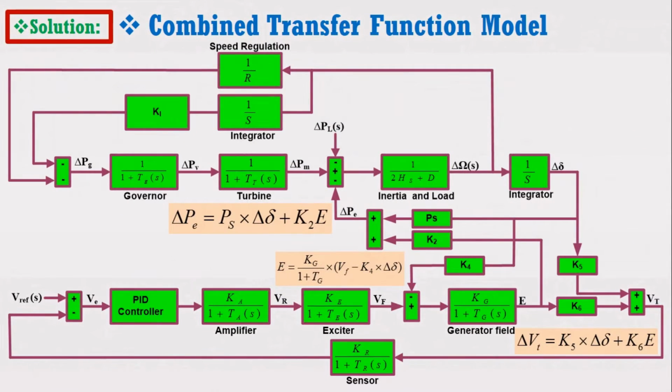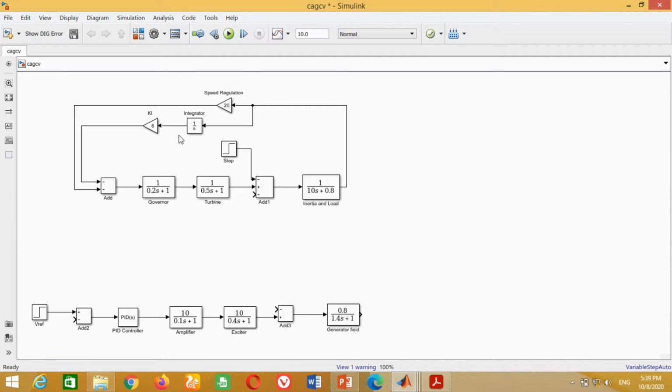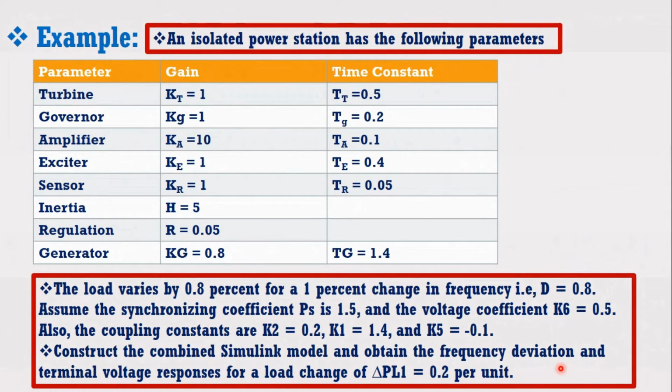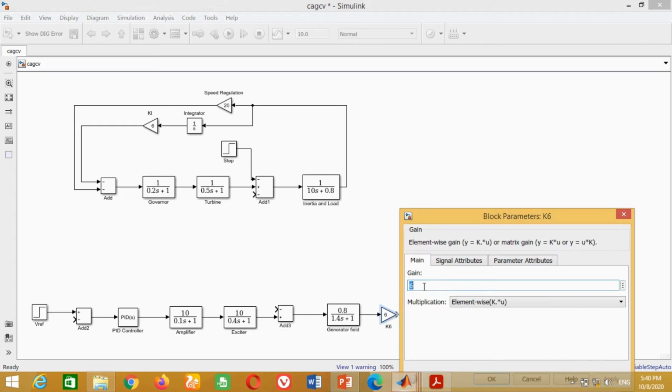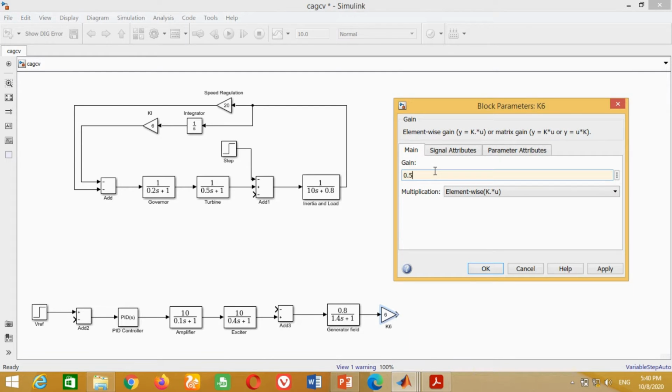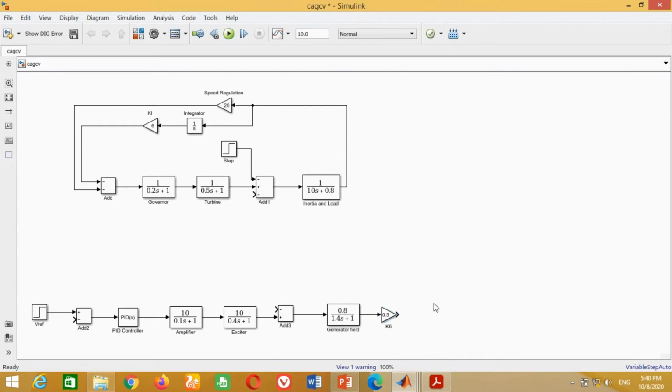Now we need the gain K6 block. For this purpose, just copy this gain block and paste it here. Connect it with the generator field block and write here K6. The value for K6 is 0.5 as given in the example data. Therefore, double click on this block and put here 0.5 and press OK.